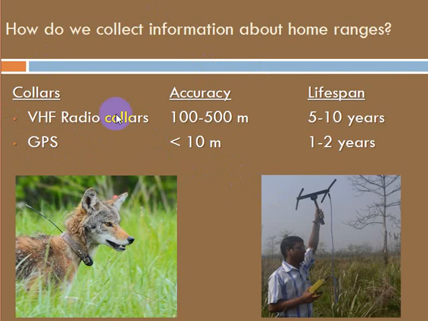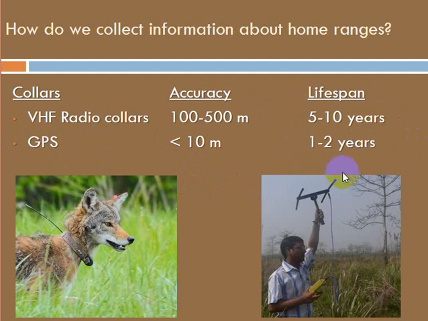Anyway, okay, so there are important differences to note about VHF radio collars and GPS collars. The accuracy of the radio collars can be between 100 up to 500 meters, while the accuracy of GPS collars is much better, usually under 10 meters or less, which means that for detailed habitat use or for smaller animals that may have a smaller home range, the GPS collar is probably required. The advantage of VHF radio collars is that they can last 5 to 10 years, while GPS collars typically only last 1 to 2 years.